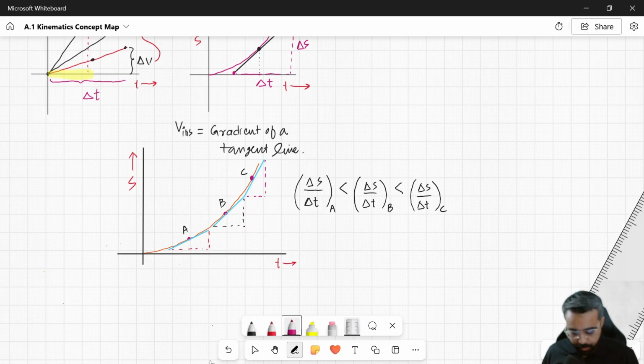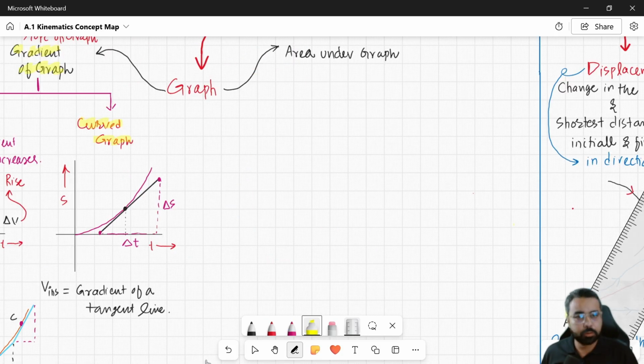So it means that, in other words, the velocity at the point A is minimum, and the velocity, as you see with the passage of time, is increasing. This information is extremely helpful for you. Remember that whenever you will be dealing with curved graphs. Okay, so if the line is becoming more steep, which means the gradient is increasing. Okay, now, students, let's talk about the area under the graph.